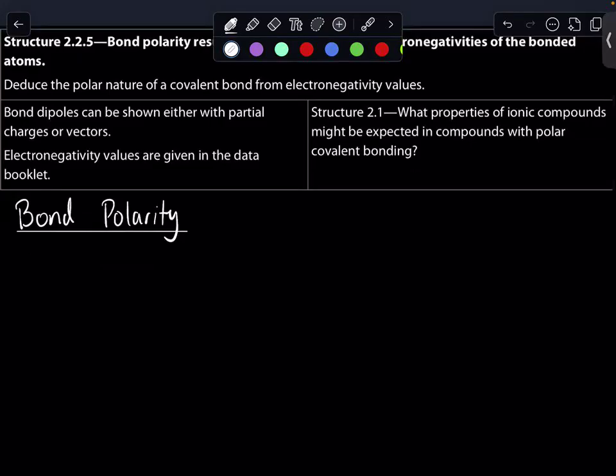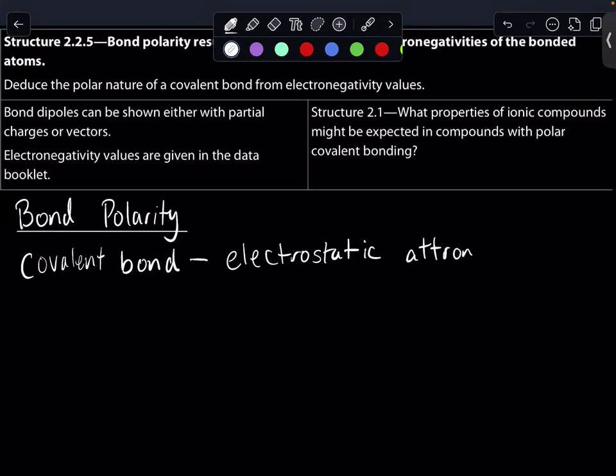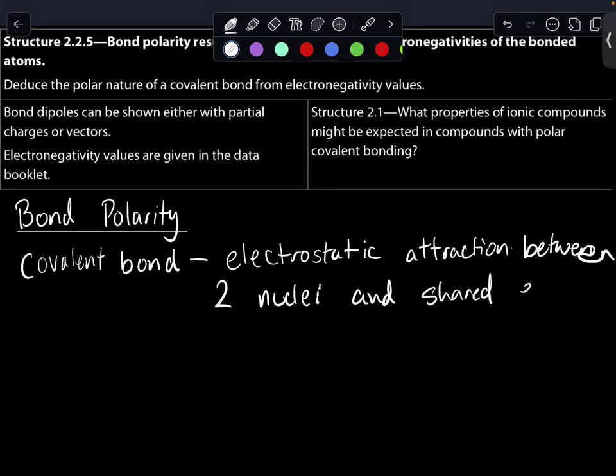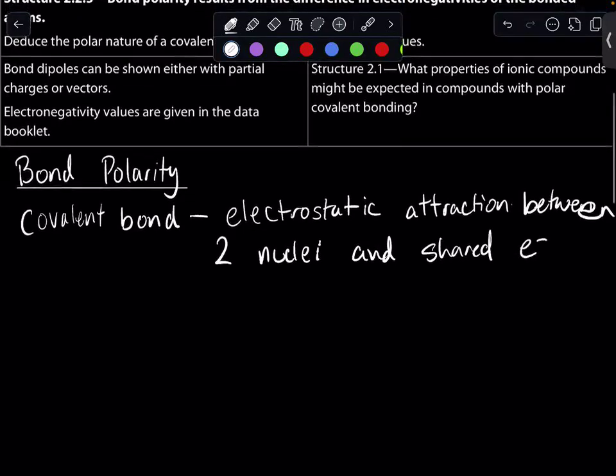So we have to remind ourselves, well, what's a covalent bond first? Which we've talked about quite a bit in the past few videos, but a covalent bond is an electrostatic attraction. So that's going to be between two oppositely charged things, attraction between two nuclei and shared electrons. So that is the basis of our bond.